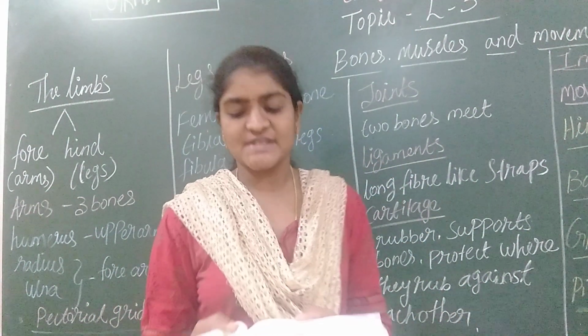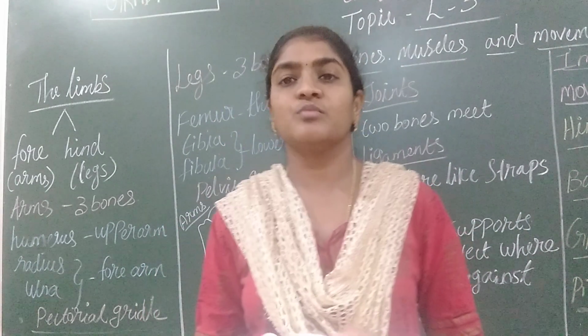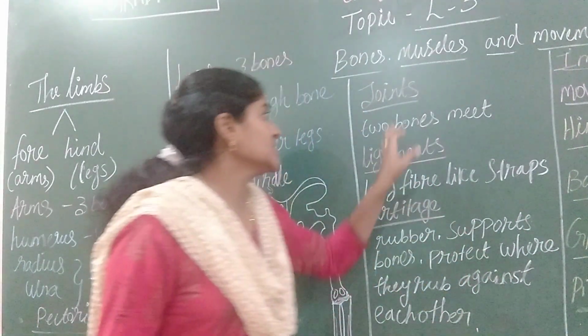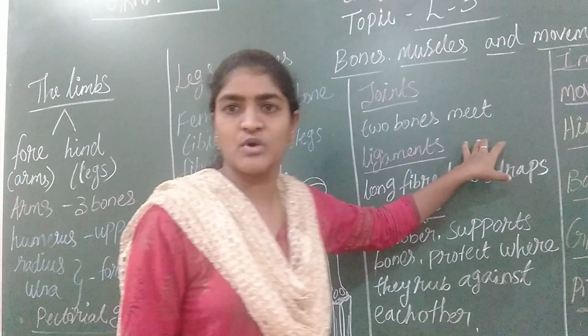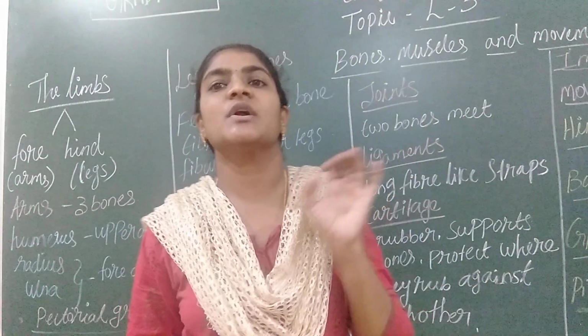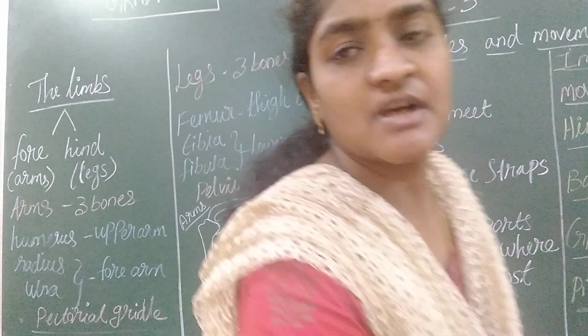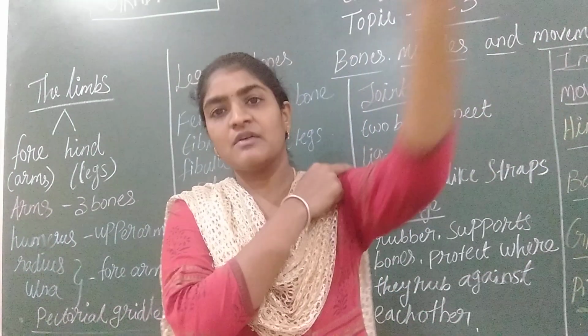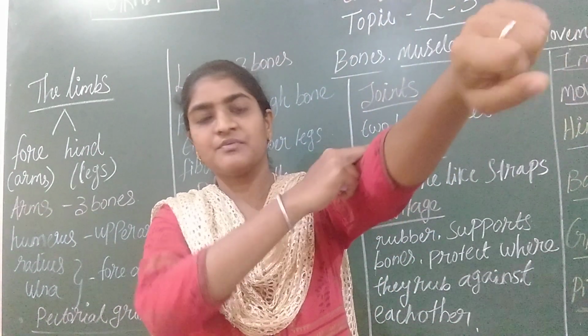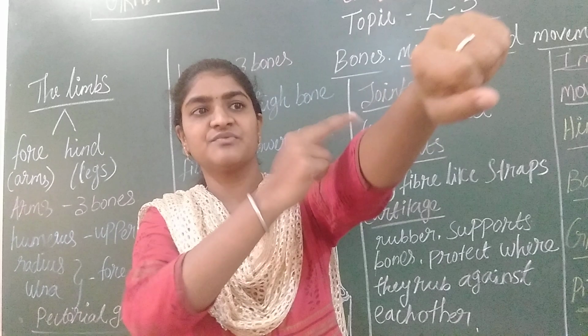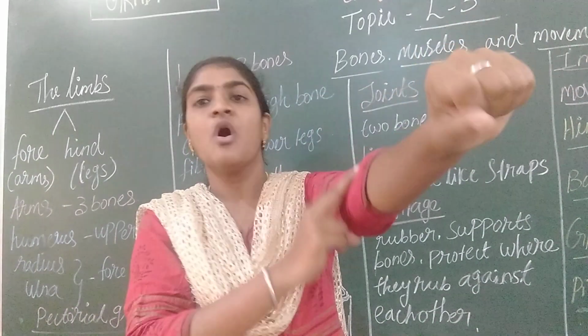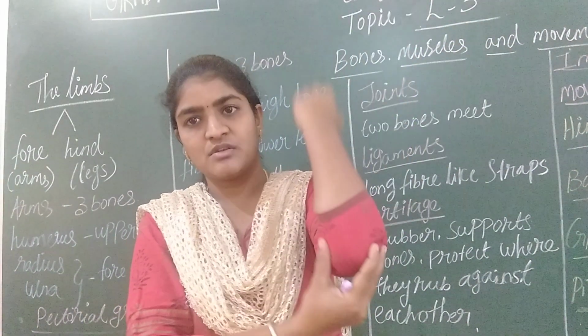A joint is the place where 2 or more bones meet. What is meant by joints? The place where 2 or more bones meet is called a joint. Now take an example. I have a hand. From here to here 1 bone is present, and from here to here 2 bones are present. All the bones meet together.